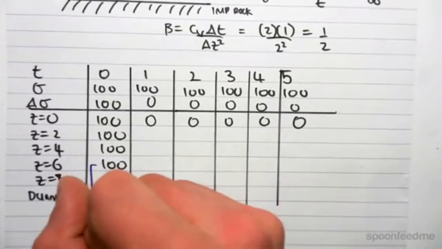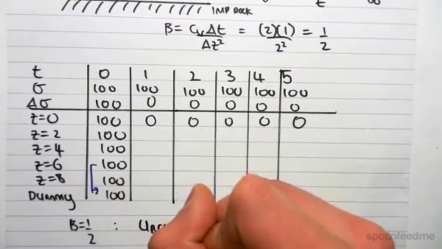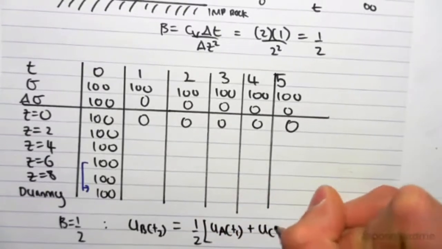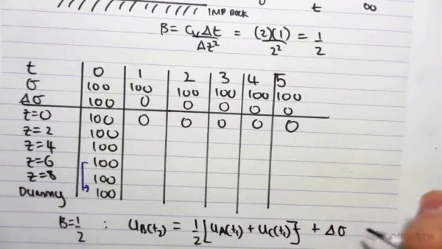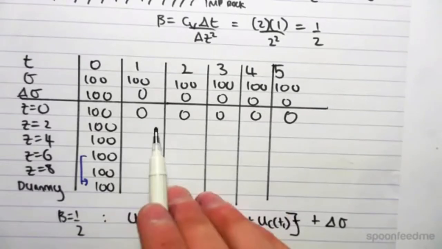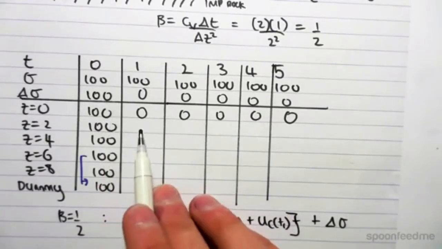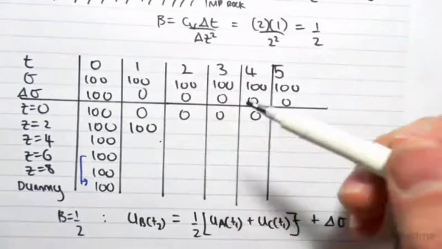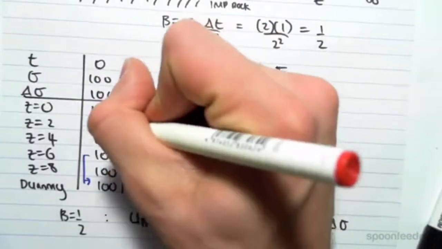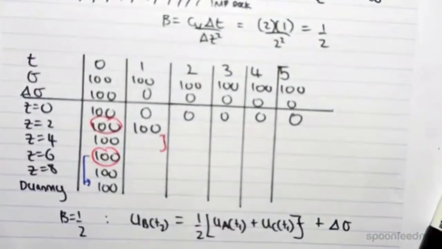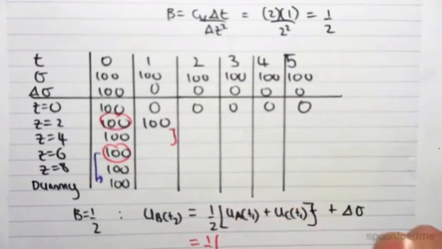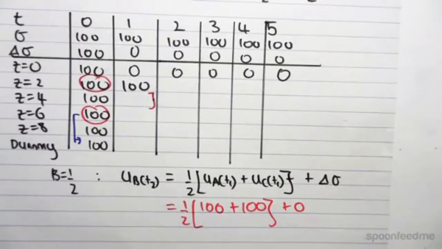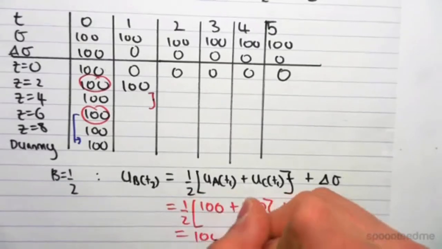So we know that when beta equals a half, our formula for UB at time 2 is equal to 1 half of UA at time 1 plus UC at time 1 in brackets, plus the change in stress for that year. So if we were to find this value here, it would be that value, so 100 plus 100 divided by 2 plus 0, so that's going to give us 100. Same thing here, if we were looking at this value here, it would be that one and that one, so the one above and below in the previous year, so will equal 1 half of 100 plus 100 plus 0 change in stress. So that'll give us a value of 100.